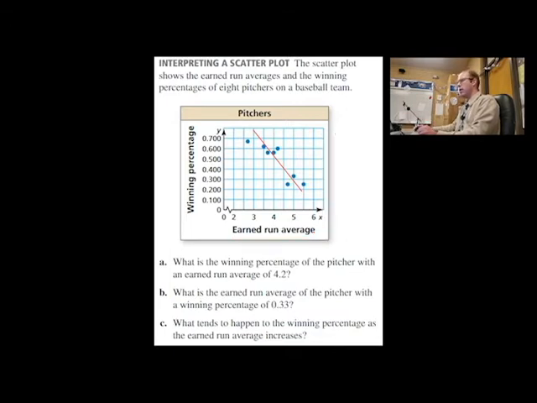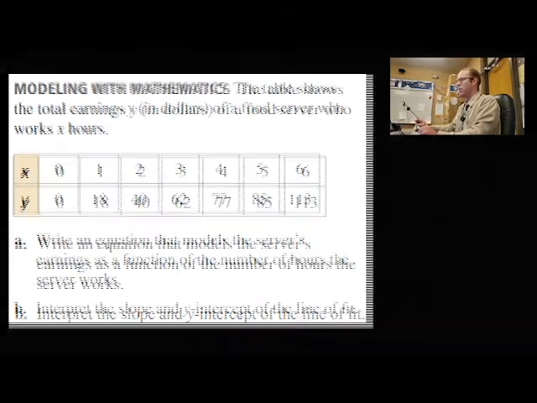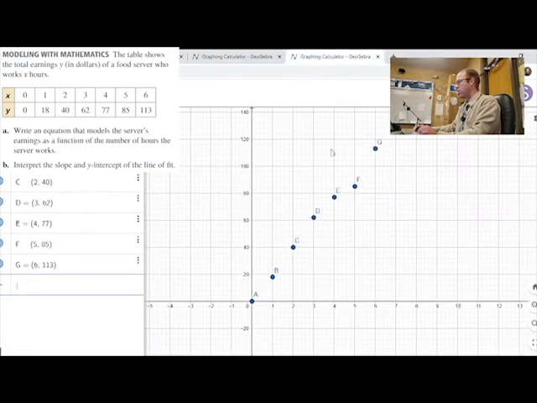All right, we're going to take a look at our last one. This table shows the earnings of a food server who worked for a certain number of hours. So X is our hours, and Y is our earnings. And so we can see that this one has a positive correlation if we graph it. So we're going up and to the right. As we work more hours, we earn more money. We're going up and to the right. Our task is to write an equation that models this relationship. In other words, we are to draw the line of best fit.